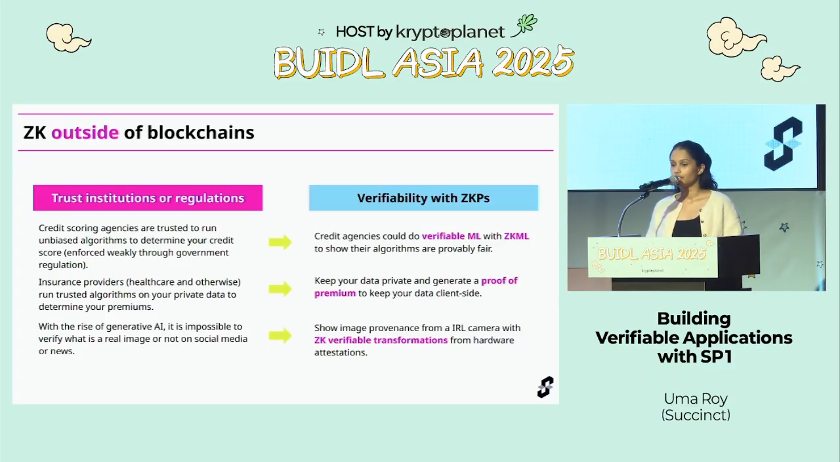Similarly, with insurance providers, healthcare providers or otherwise, today you have to provide your entire insurance history to them, and they run trusted algorithms on your private data to determine your premiums. But really, they're running these algorithms on data that's not meant to be their own. It's your data. So in a ZK future, you could keep your data private and generate a proof of the algorithm they want you to run, and then you get a provable premium from them, and you're able to prove computation on your private data and keep your data client side.